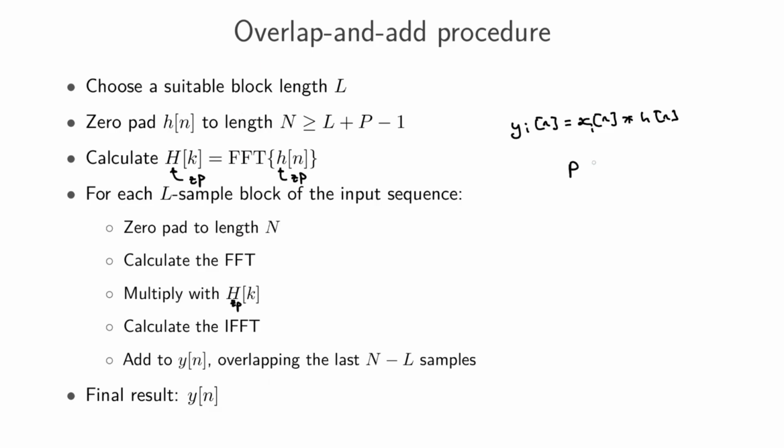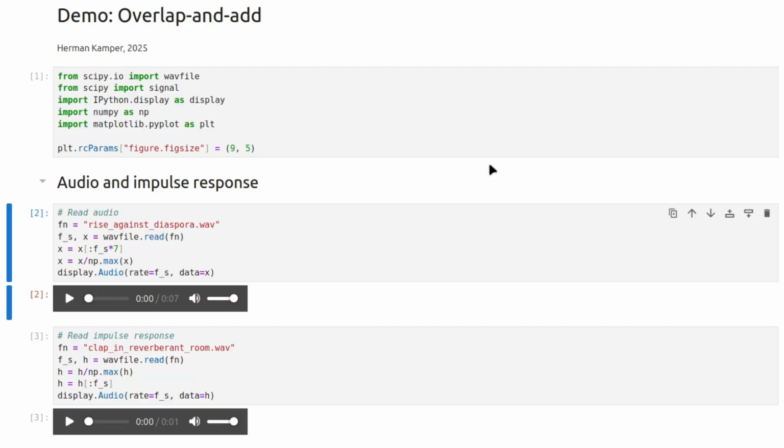If P, the length of the impulse response, is bigger than or equal to 64, then the FFT overlap and add procedure is always more efficient. I'll show that in a demo to convince you. So I just wanted to show you that this is actually faster.